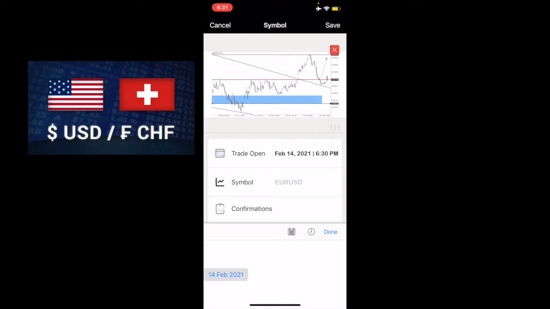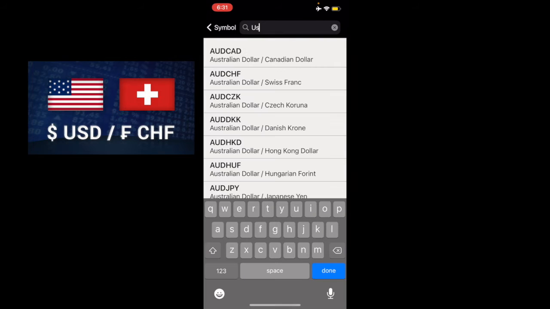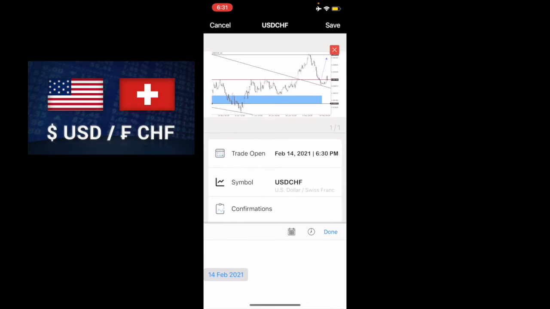We can see that we're revising this trade on the 14th, but I actually took the trade maybe a few days ago. So we click there to add the symbol. You just type in there USD-CHF, then you click and add it. Then for confirmation, what was my confirmation? It was more like a double bottom.